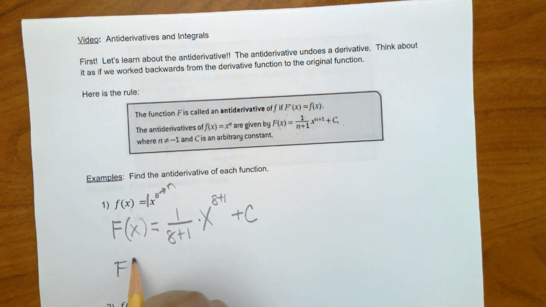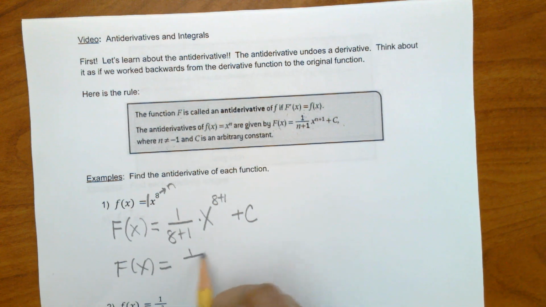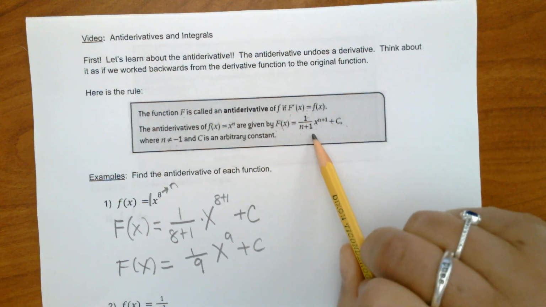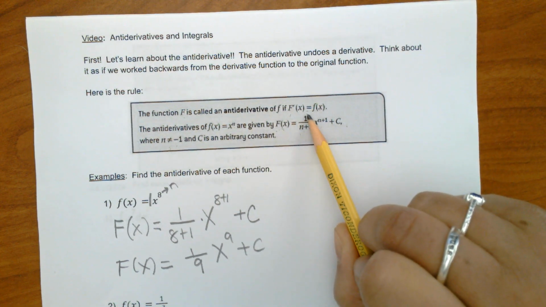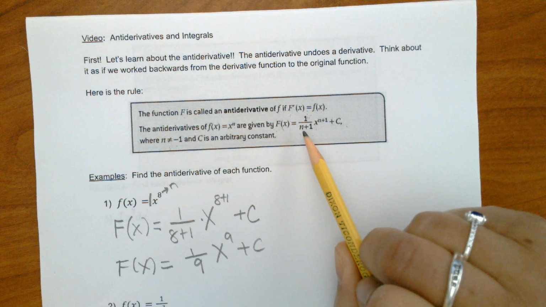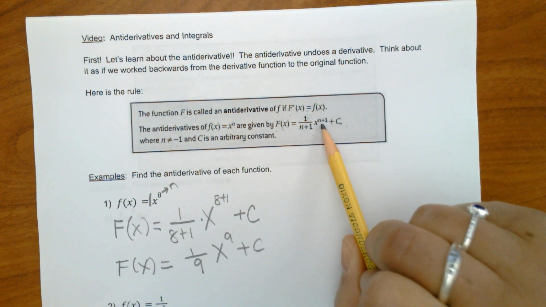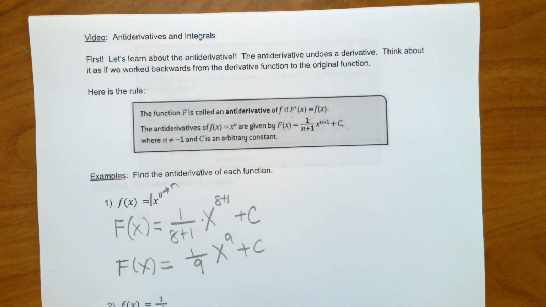Then we just clean it up. F of x equals 1, 8 plus 1 is 9, x to the 9th plus c, and we're done. And that's what this rule says, that it's the 1 divided by the coefficient in front of x, the exponent plus 1 times x, raised to the exponent plus 1 plus c, which is a constant.